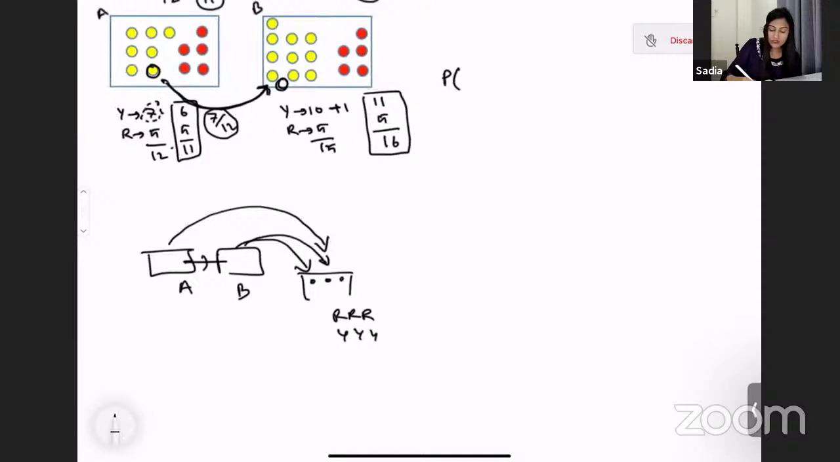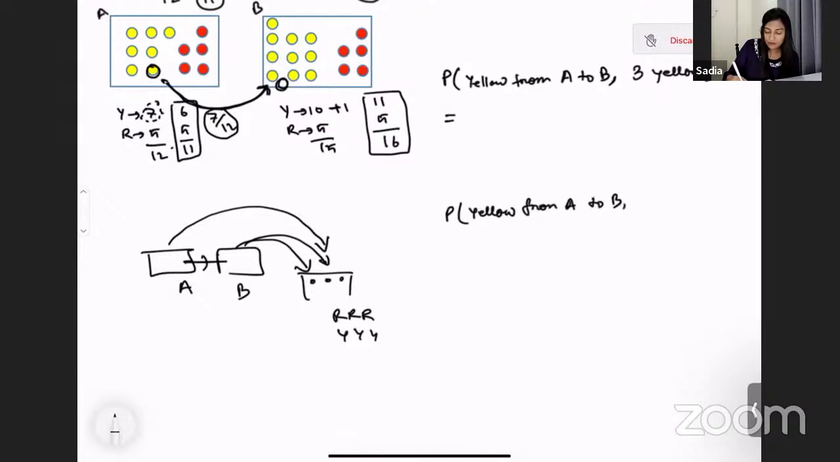So these are the new counts of the marbles in each bag. So the new situation is yellow from A to B, the first phase, and then 3 red, or suppose 3 yellow. This is one situation. Or yellow from A to B, then 3 red. So yellow, then all 3 marbles are yellow. This first phase is 7 by 12.